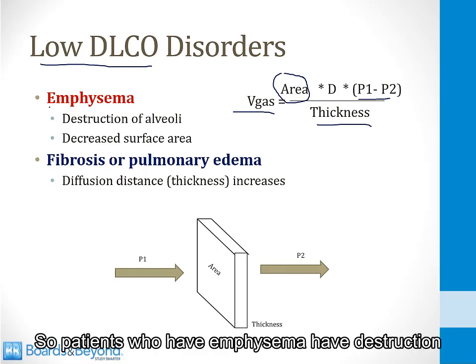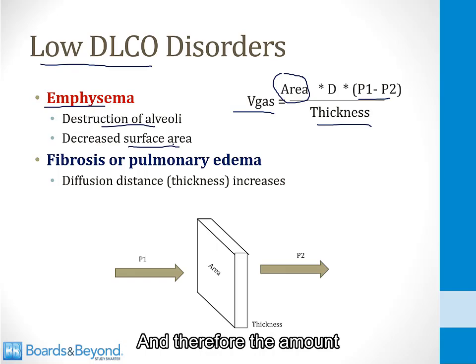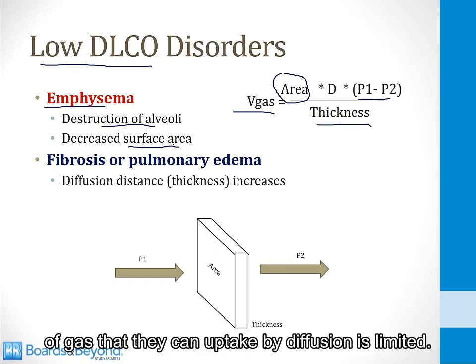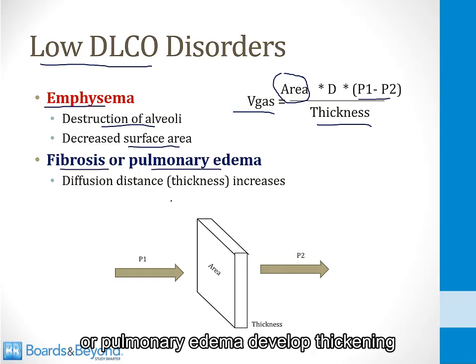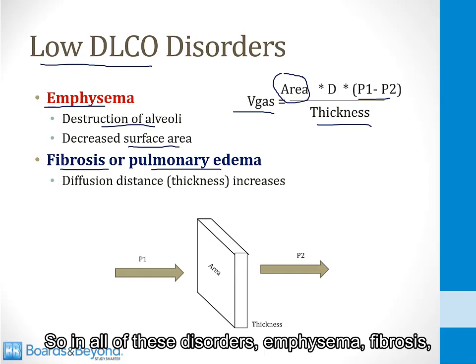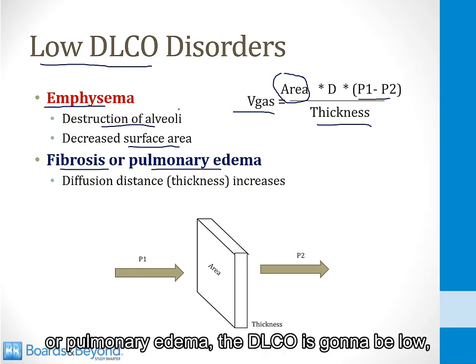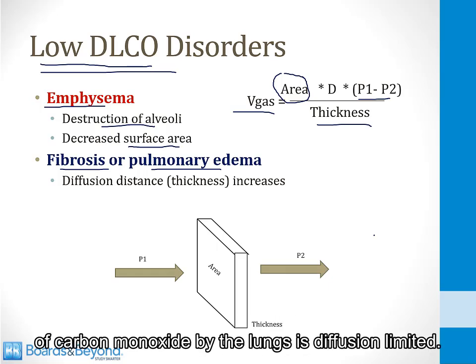So patients who have emphysema have destruction of their alveoli and they lose surface area, and therefore the amount of gas that they can uptake by diffusion is limited. Patients who have fibrosis or pulmonary edema develop thickening of the walls of the alveoli, and this also limits the diffusion of gas. So in all of these disorders, emphysema, fibrosis, or pulmonary edema, the DLCO is going to be low, and the reason it's going to be low is because the test uses carbon monoxide, and the uptake of carbon monoxide by the lungs is diffusion limited.